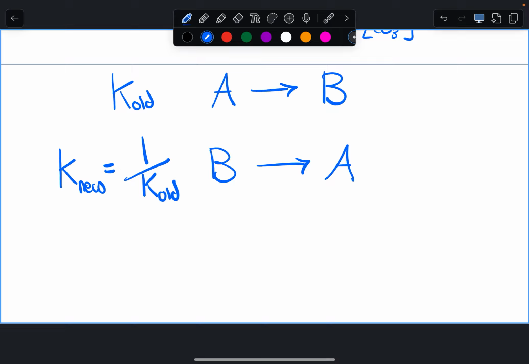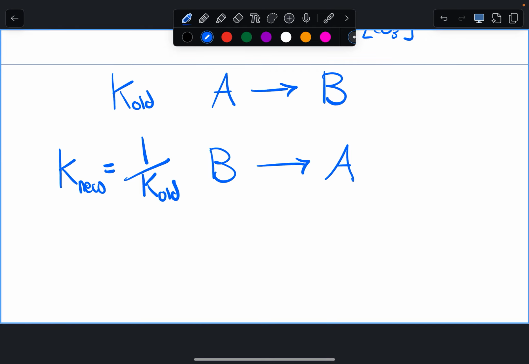So this is similar to when we did delta H's and we said how does the delta H change if I flip the reaction around. In that one though, we changed the sign. K's are always positive, by the way. So we don't change the sign, we do the inverse, or 1 over that K.